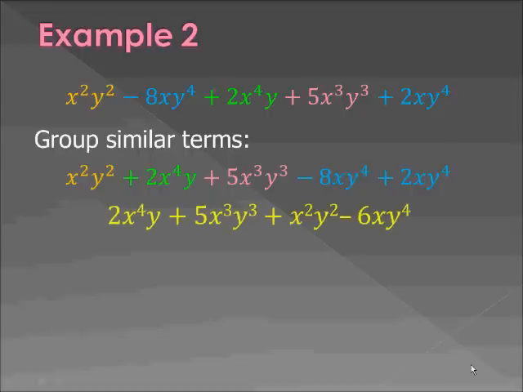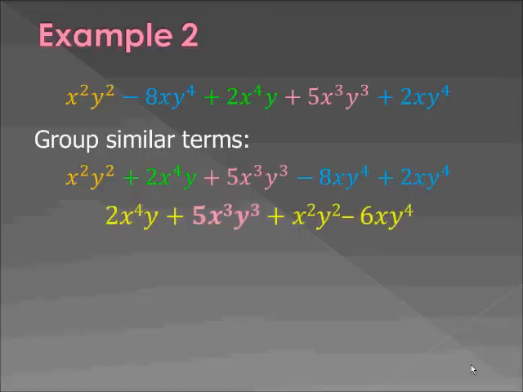So your solution is 2x to the fourth y plus 5x cubed y cubed plus x squared y squared minus 6xy to the fourth. Now, we still have to answer what degree this polynomial is. What degree do you think it is? Well, it's going to be this term over here, the 5x cubed y cubed term.